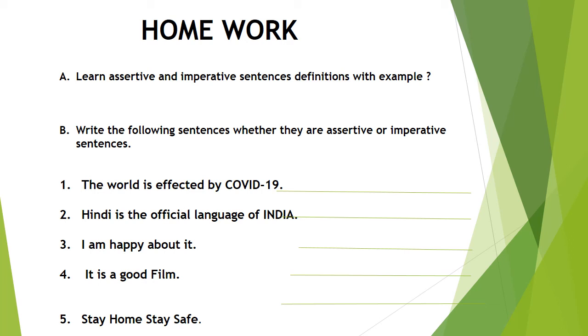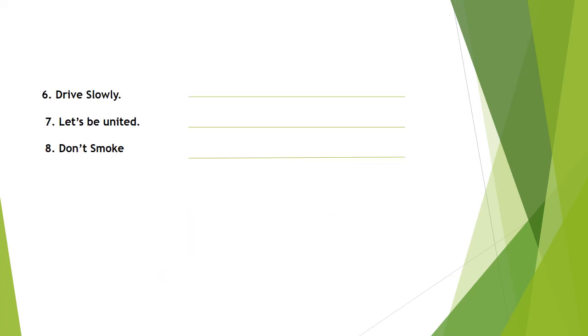First one, the world is affected by COVID-19. Second one, Hindi is the official language of India. Third one, I am happy about it. Fourth one, it is a good film. Fifth one, stay home and stay safe. Sixth one, drive slowly. Seventh one, let's be united. Eighth one, don't smoke. Try to write answers on your own.